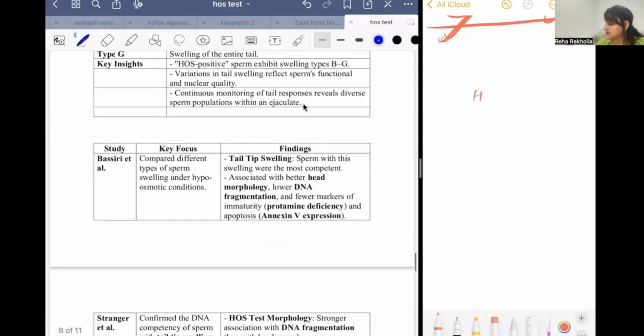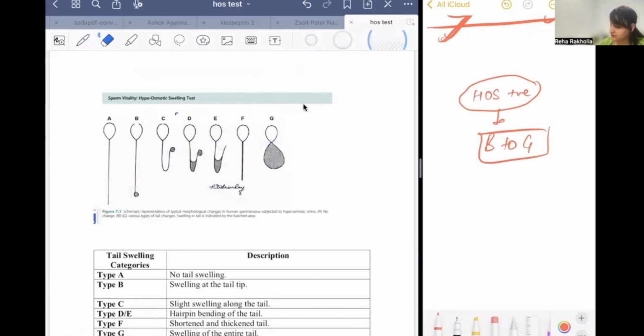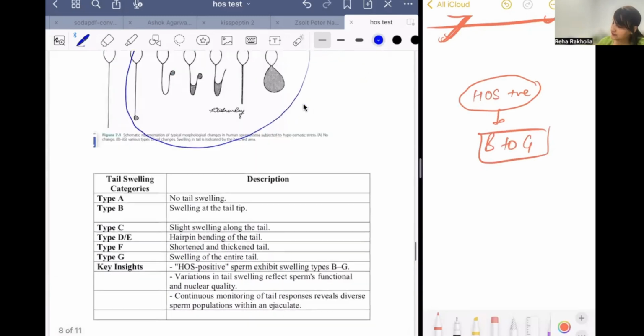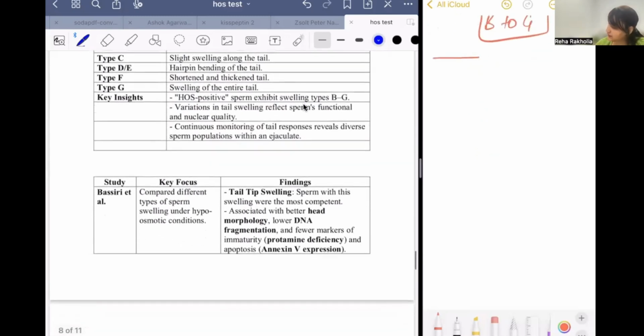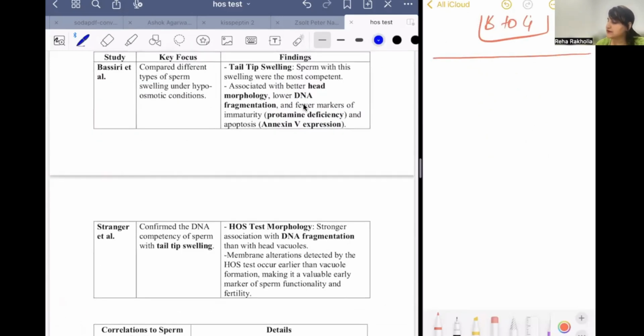Now see, HOS positive will include B to G. All these will be included in HOS swelling because there is swelling in some way. And variation in the swelling reflects sperm functional quality and nuclear quality. Regular monitoring of the tail responses reveals a diverse sperm population in the sample.